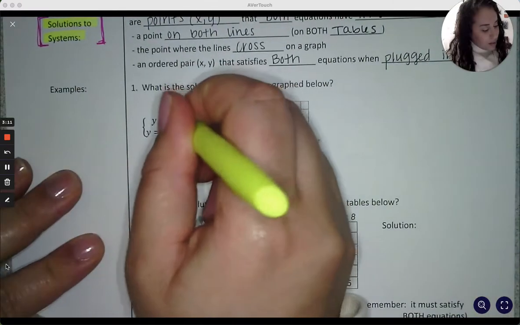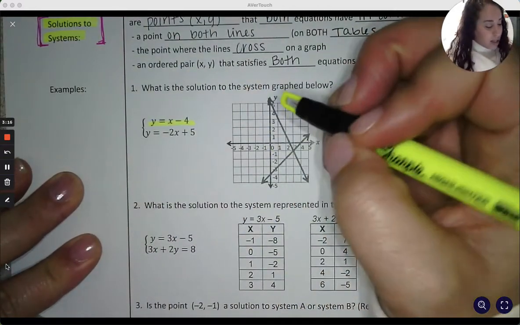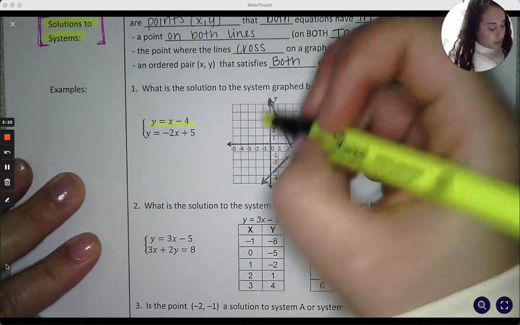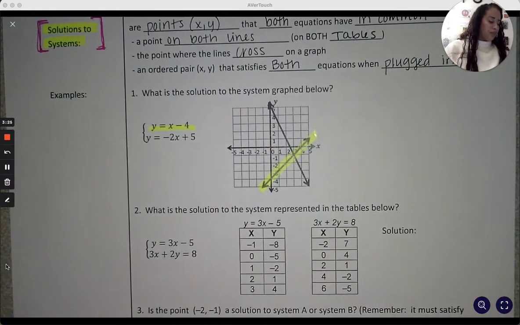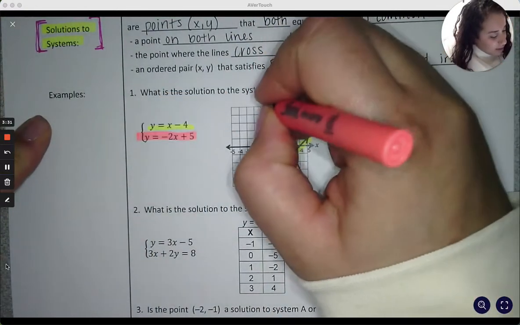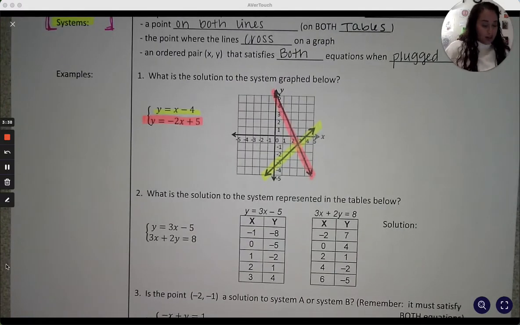So this equation right here, y equals x minus 4. So if we plot the y-intercept and look at our slope, which is up 1 over 1, we see that this is that line, which means that this one, negative 2x plus 5, is this line. Okay. Now based off of what we know about solutions, in this case, it's going to be where they cross, okay?